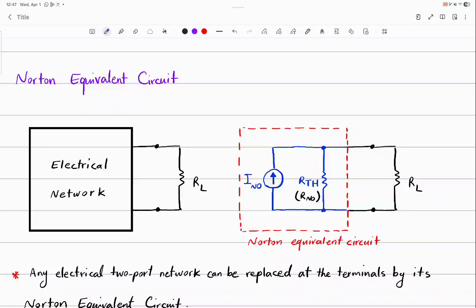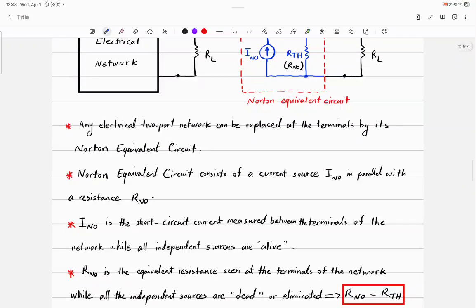Let me ask you this. You only have access from outside, right? You don't have access inside the black box, and you want to calculate or measure I_N. So we want a way to let all of I_N come out of the black box and nothing goes through R_TH, right? What's the way to do that? You short circuit. Remember the duality that I talked about? How do you measure V_TH? Open. How do you measure I_N? Short circuit.